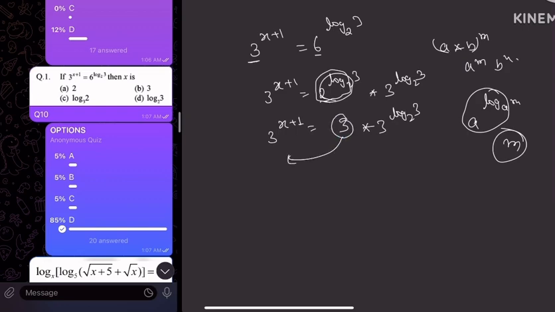This goes this side. So this will be 3 to the power x plus 1 minus 1. So it can directly be written as 3 to the power x. Okay. So 3 to the power x equal to 3 to the power log base 2 of 3. Directly compare from here. When bases are same, exponents will also be same. So x equal to log base 2 of 3. So D is the answer to this question. Done.